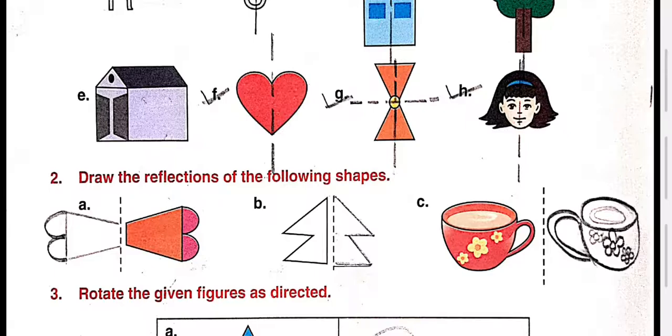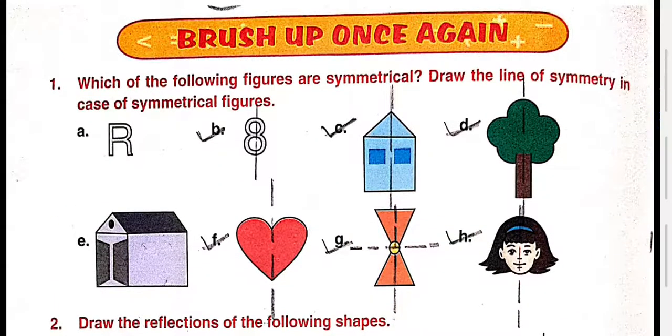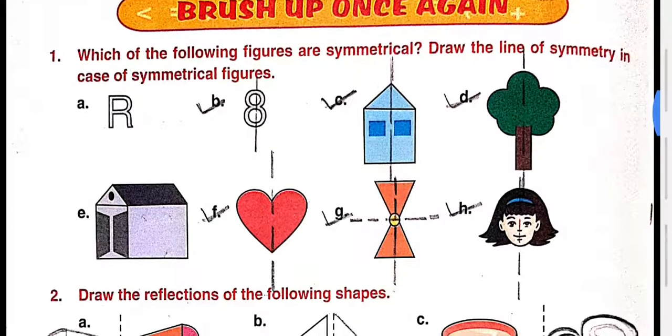Now come to F. The heart is also symmetrical. Draw the tick and draw one line of symmetry. G part is also symmetrical. Draw one line here also and here also. And H part is also symmetrical. Then draw one line. So you have to tick the ones which are symmetrical. They all are symmetrical, and you have to draw the line of symmetry also. Line of symmetry means they have to divide it into two equal same parts.